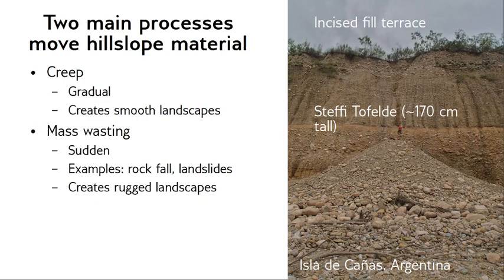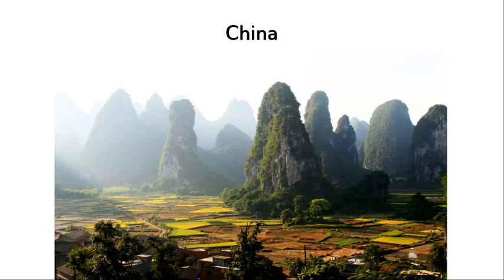And I'm hammering this home because it's important. There are two main processes that move hillslope material. One of them is creep, that creates smooth landscapes typically, and the other one is mass wasting, which is sudden rockfall and landslides and creates really rugged landscapes. All right, let's start looking at a few places.